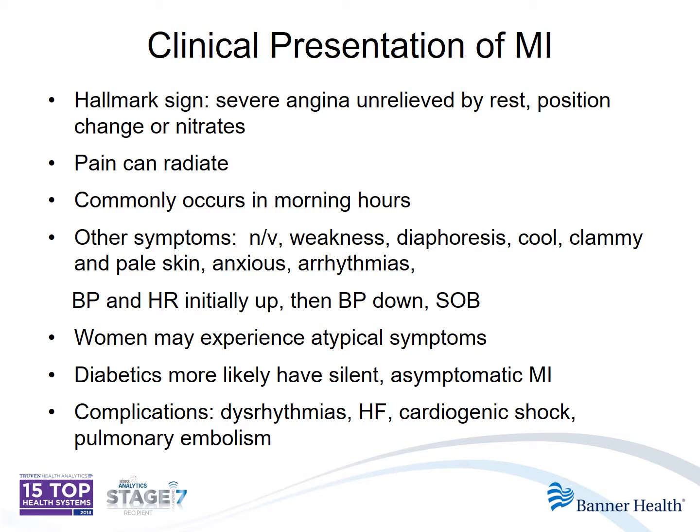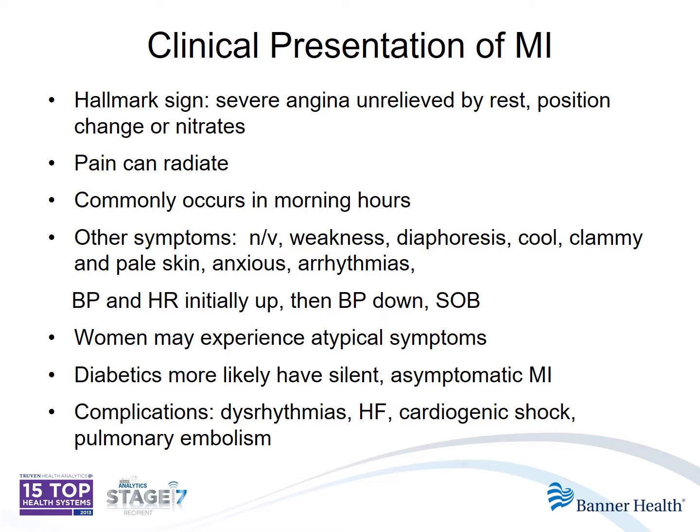Acute coronary syndrome includes AMI and unstable angina. It's the leading cause of all cardiovascular deaths in the U.S. Some of the lab studies that you may see are X-ray, EKG, and labs including lipids, cardiac markers, CRP, and cardiac cath. Hallmark signs are severe angina unrelieved by rest, position change, or nitrates. Pain can radiate to the left arm, the left jaw, or over the heart. It's more commonly seen in the early morning hours.